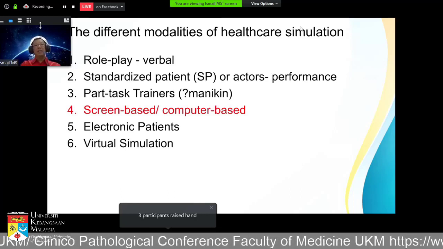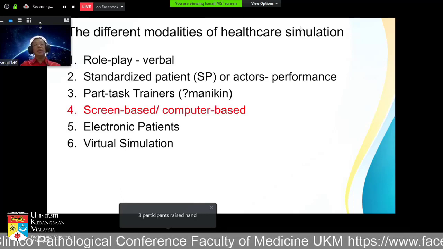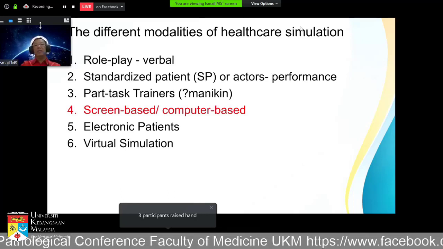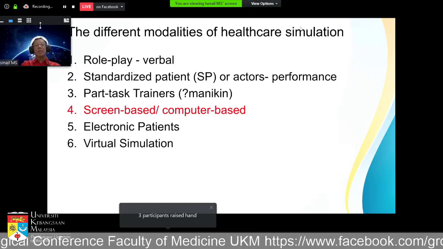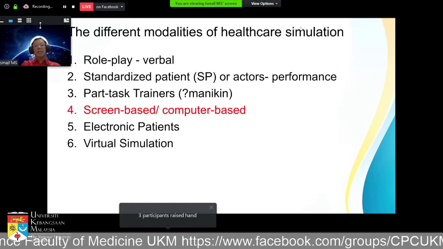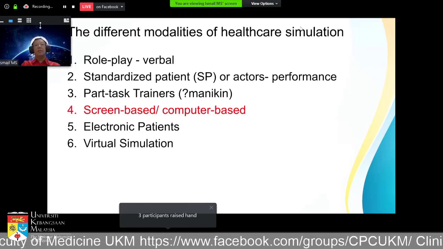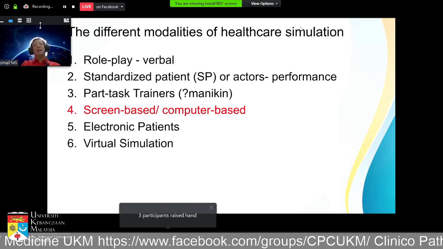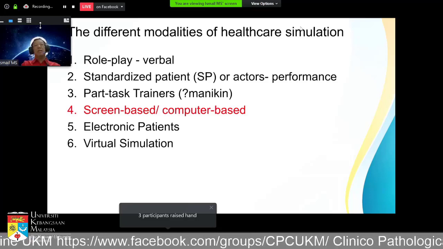And then after that, screen-based simulation or computer-based simulation is another modality, and now it is coming up, and basically a lot of people are talking about it. And during this pandemic, screen-based simulations or computer-based simulations actually come in very handy. Next is actually electronic patients.